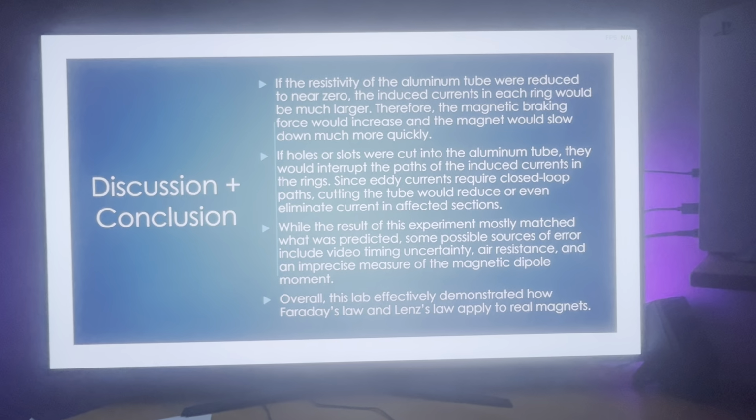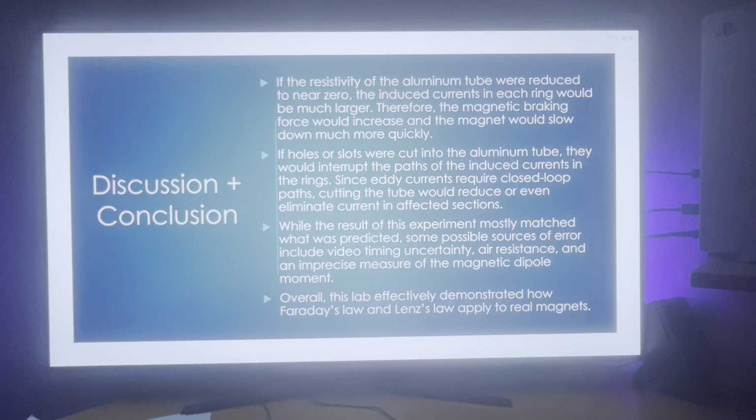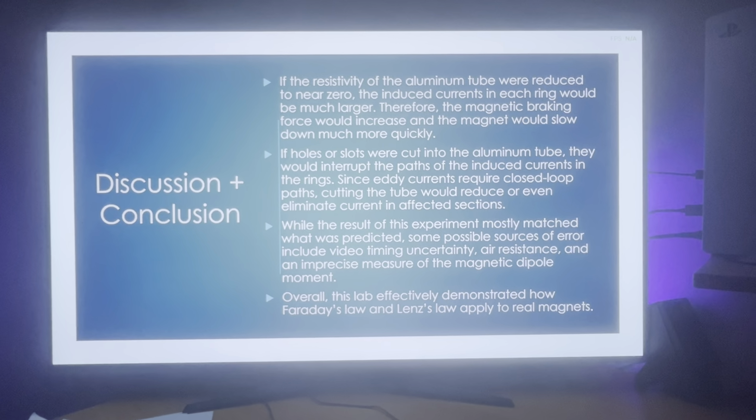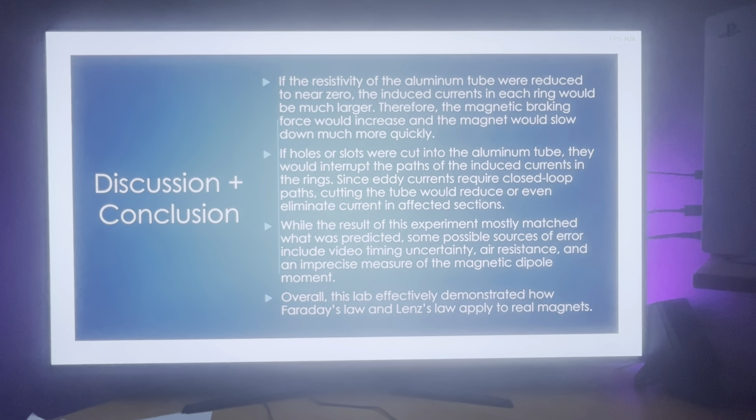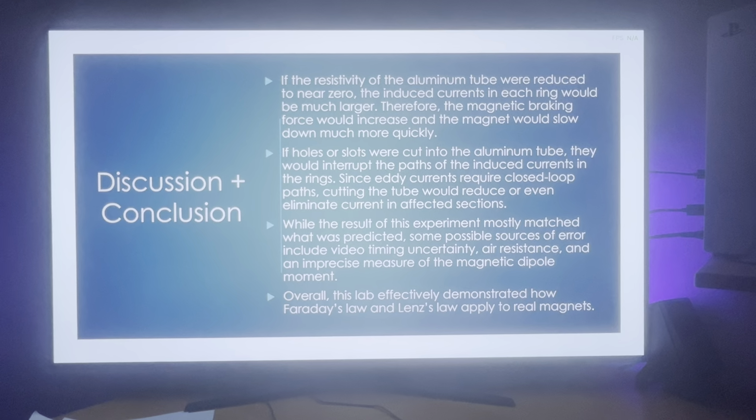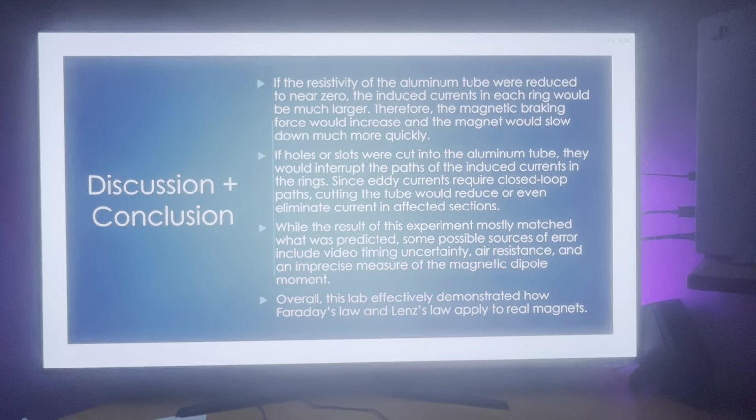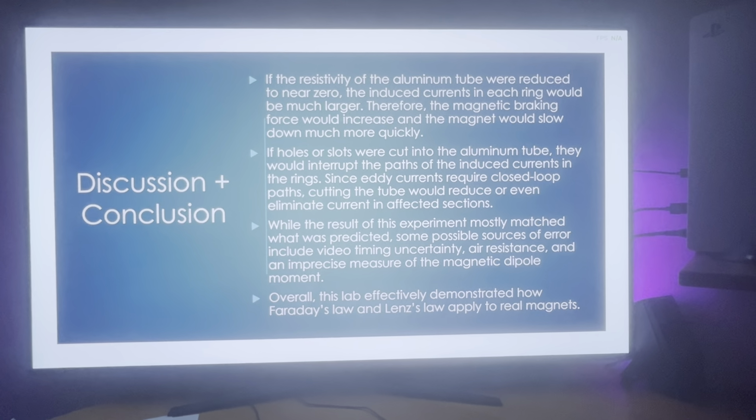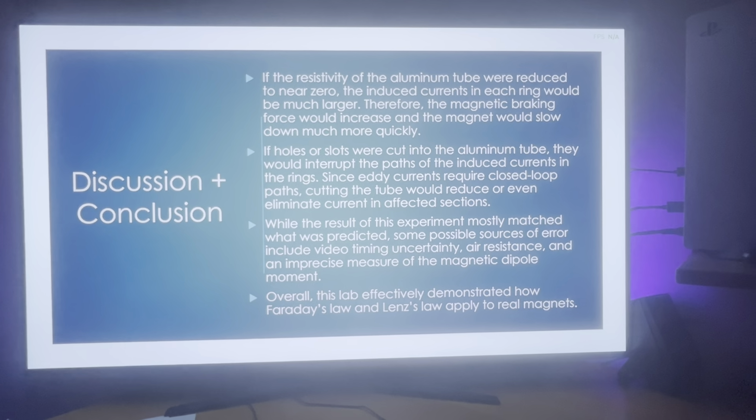While the results of this experiment mostly match what was predicted, some possible sources of error include video timing uncertainty, air resistance, and an imprecise measure of the magnetic dipole moment back in Lab 2. Overall, this lab effectively demonstrated how Faraday's law and Lenz's law apply to real magnets that go through aluminum tubes.